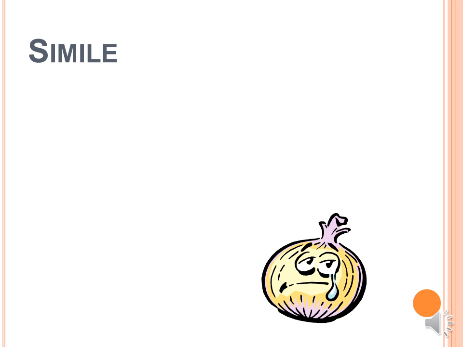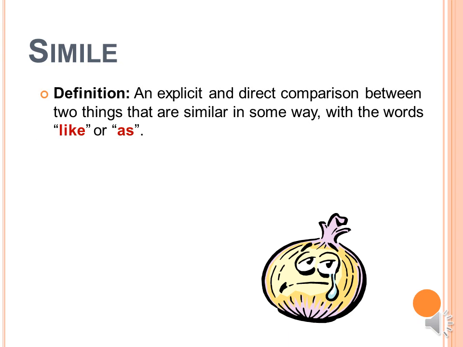Simile. This is often confused with metaphor, so hopefully we can straighten it out. There's basically some key words that if you look for those, you can't go wrong. So a simile is an explicit and direct comparison between two things that are similar in some way, and usually the way in which they're similar is not obvious, hence the need for the simile. And it uses the words like or as in an attempt to compare. So that's the key part there. If you see the words like or as, it's a simile.